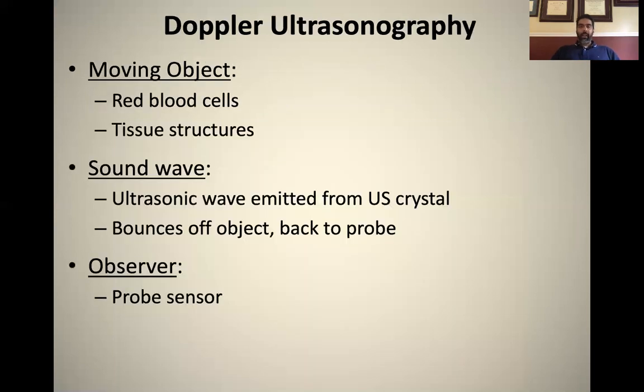In the context of Doppler echocardiography, the moving object is usually the red blood cells, but sometimes we're looking at tissue structures as well. The sound wave is not actually being emitted by the object, but by the ultrasound probe. It's being shot into the tissue, hitting the moving object and bouncing back. And then the probe sensor itself is acting as the observer. So you have a sound being emitted at a certain frequency by the machine through the probe. It's hitting the moving object, bouncing back, and being observed at a different frequency.